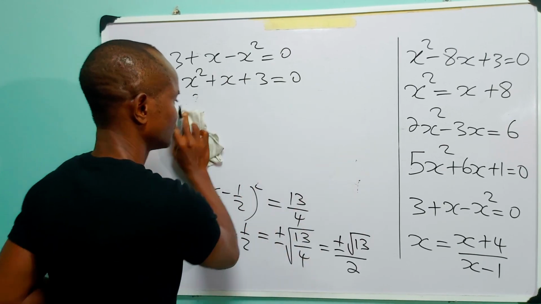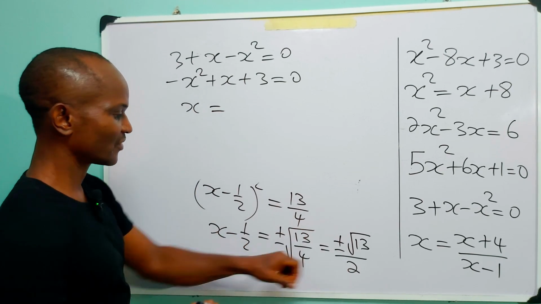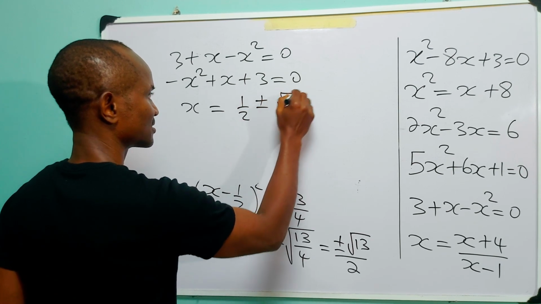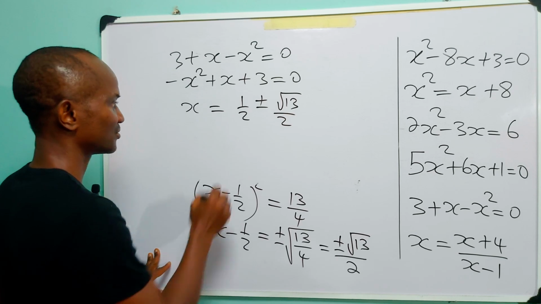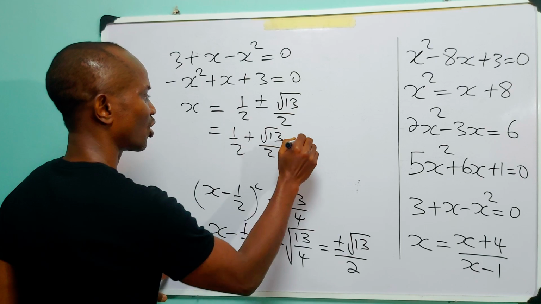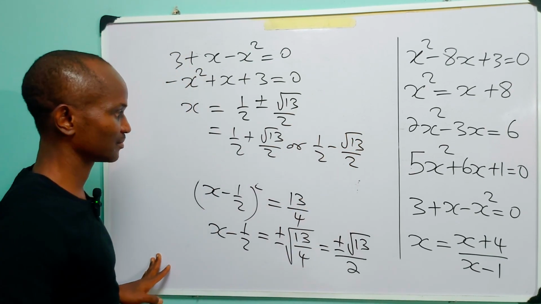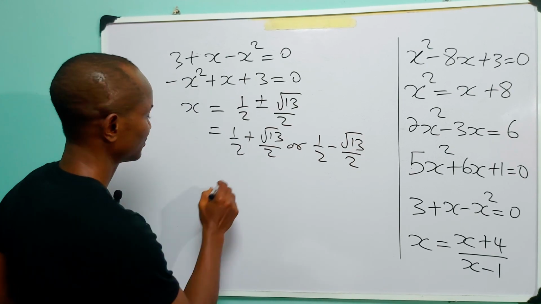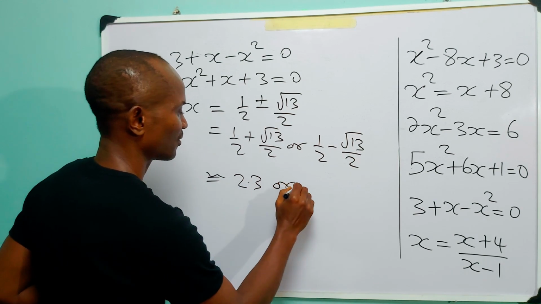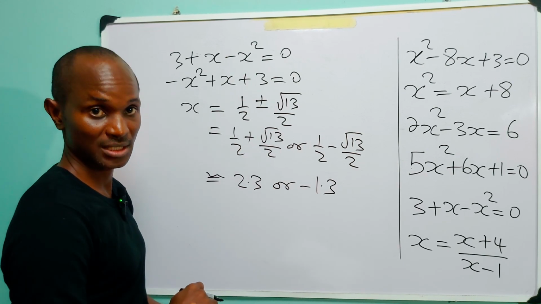So we have that x is equal to, now half going over to that side, half plus or minus square root of 13 divided by 2. So this is half plus square root of 13 divided by 2, or half minus square root of 13 divided by 2. And evaluating this with a calculator, we have that x is approximately equal to 2.3 or minus 1.3. And these are the two roots of this quadratic equation.